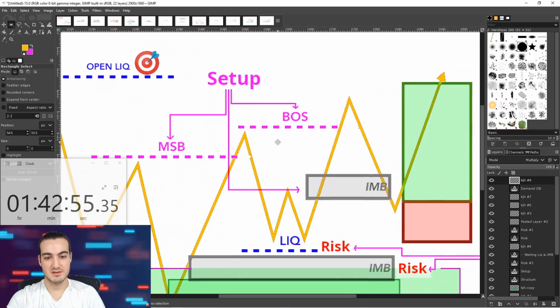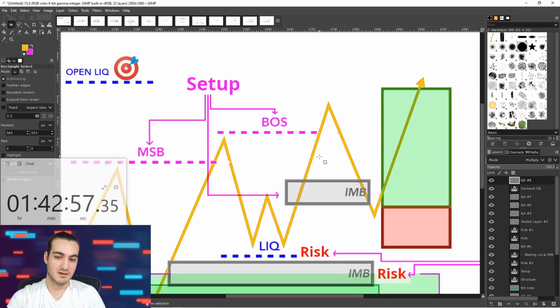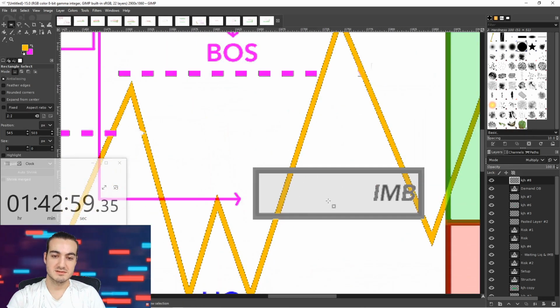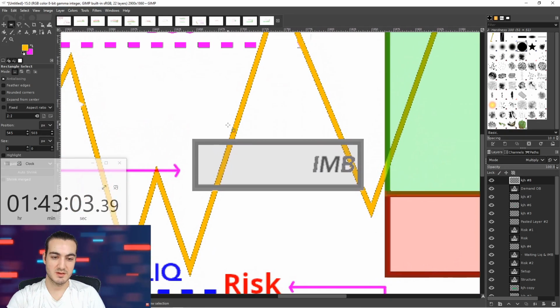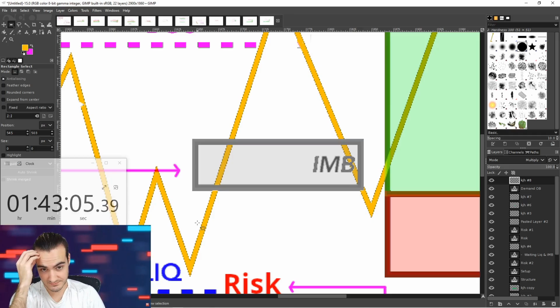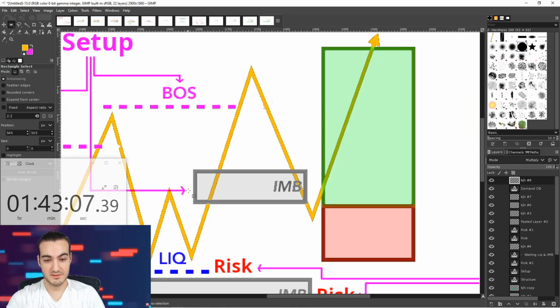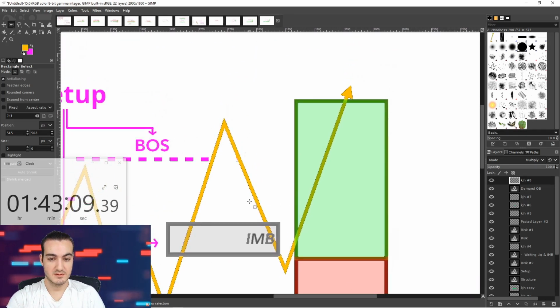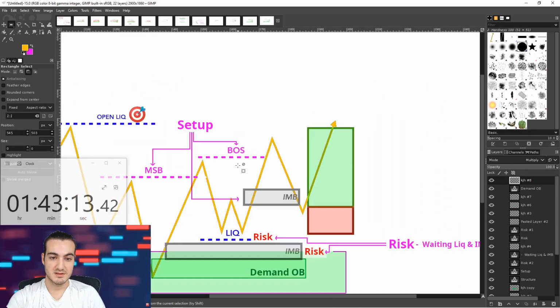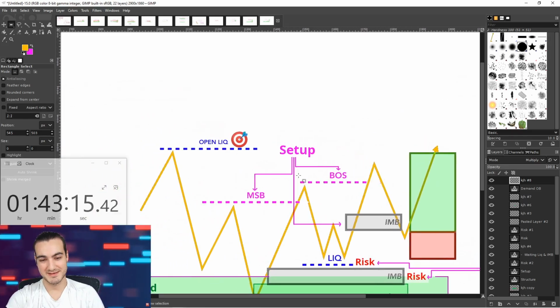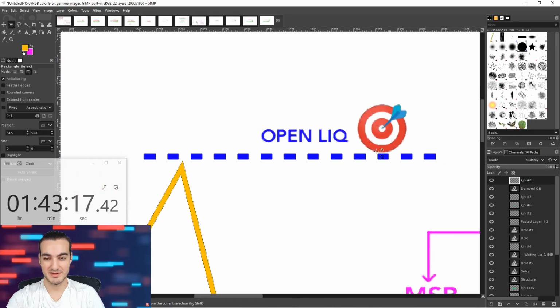Normally this would be a good thing, and we would look for an imbalance before the break of structure, as well as maybe the order block down here as our entry zone to get into the trade. But what Kaplan points out as things, oh, I should say the price target would be the open liquidity level here.